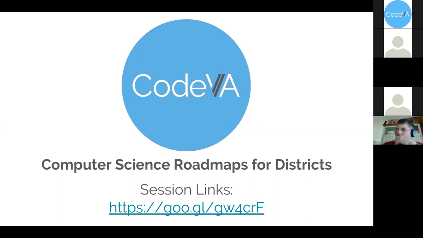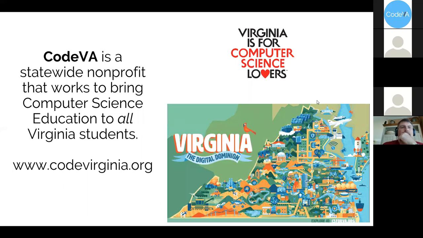It gives a little bit about the general context of how the computer science roadmaps project got started, as well as links to the CSSOLs and the webinar that ran in January on decoding the computer science SOLs. So Code Virginia, for those of you who are just joining some of the group's activities, is a statewide nonprofit that works to bring computer science education to all of Virginia through PD and district resources.